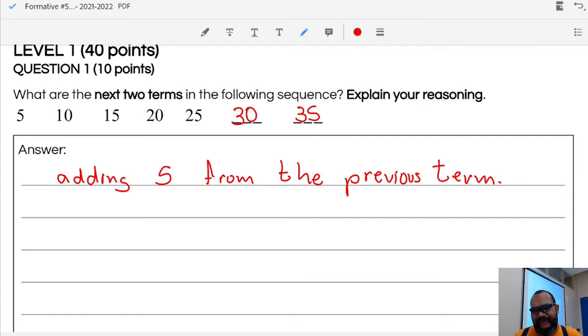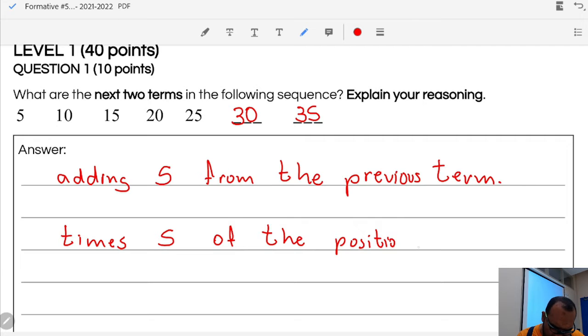Because another pattern we can have here is times 5, times 5 of the position. Yes? 5 times the first position, 5. 5 times the second position, 10. 5 times the third position, 15. Did you understand now? You need to explain. If you give me either of these two answers, it is correct. If not, it's wrong. Some students just write plus 5. From where? You need to explain. Great.